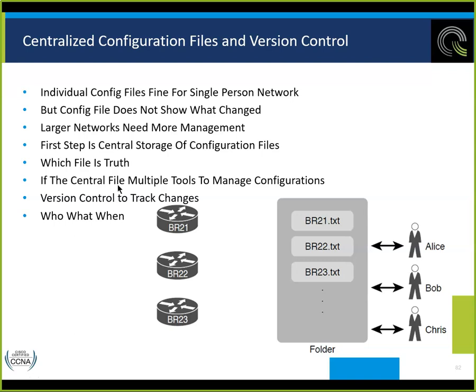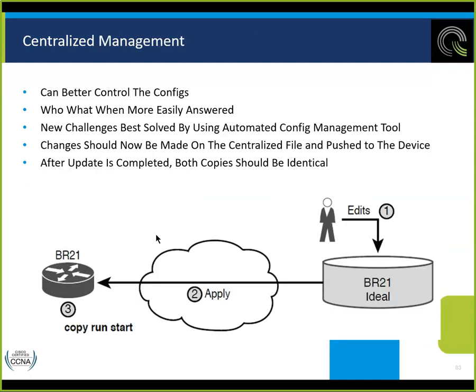With the central file and multiple tools to manage the configurations, the version control is going to track the changes: who, what, when, where, and how, all of the things that we talk about with these things. But in centralized management, we have better control of the configurations. We have the ideal here, and we're going to edit the ideal.